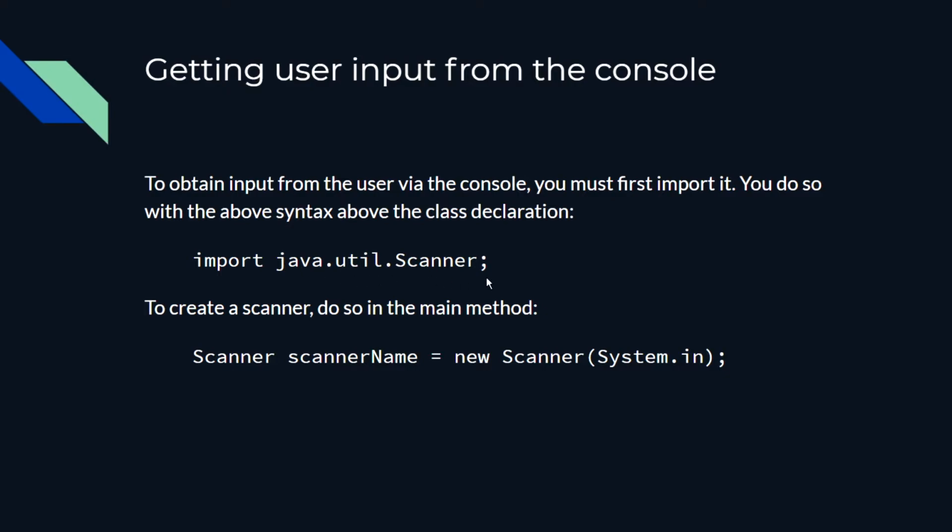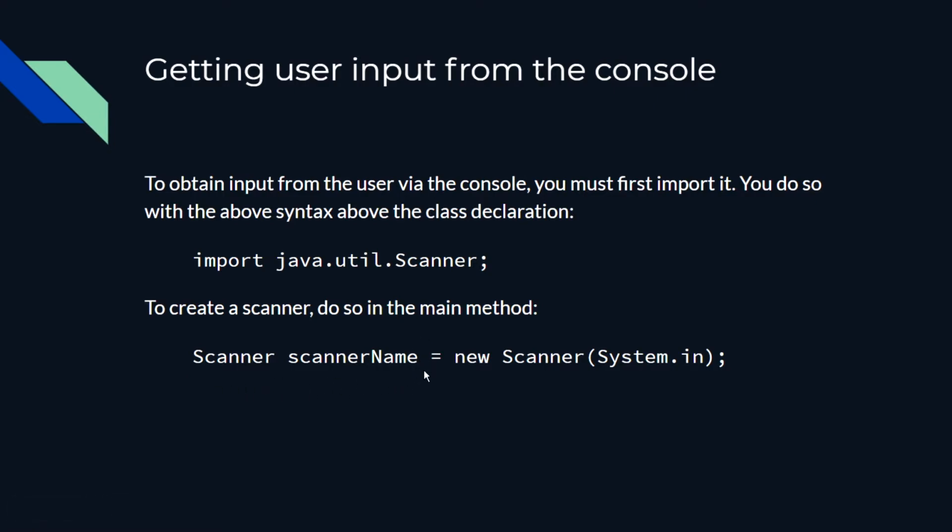Import java.util.Scanner. You do this before you have your class. This is above the class. It can be anywhere above the class, right? And to create a scanner, you do so in the main method. Scanner, so they're declaring it here. So this is the declaration of the scanner.